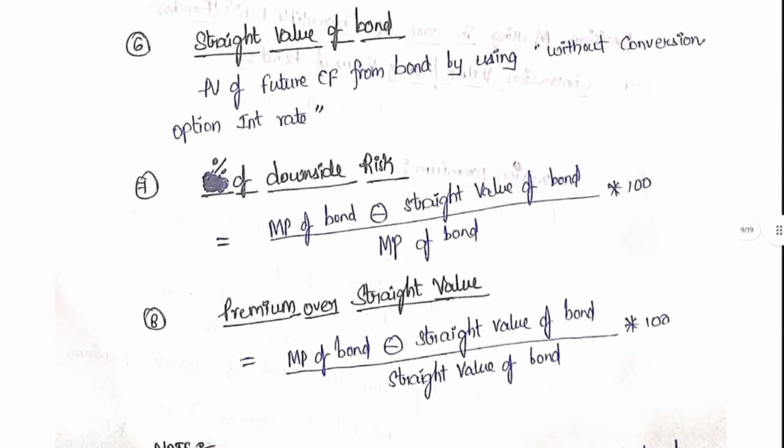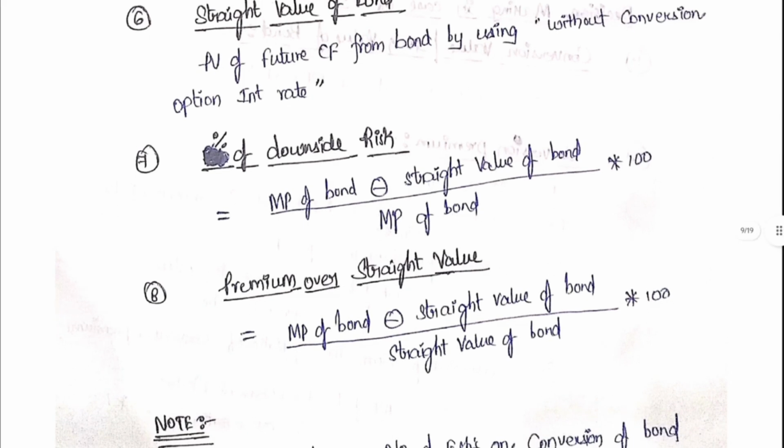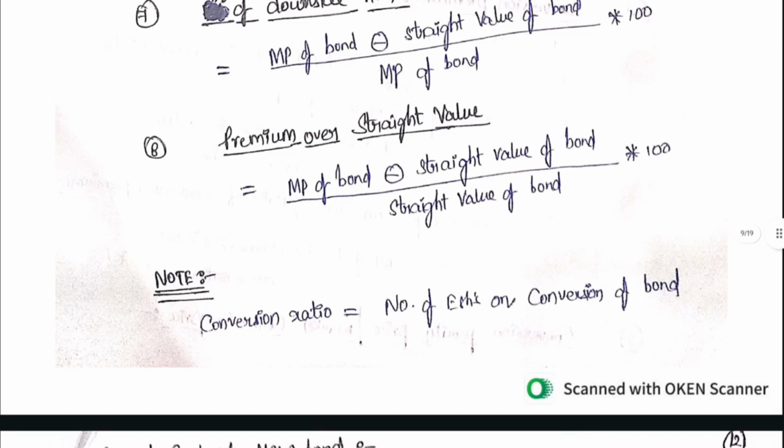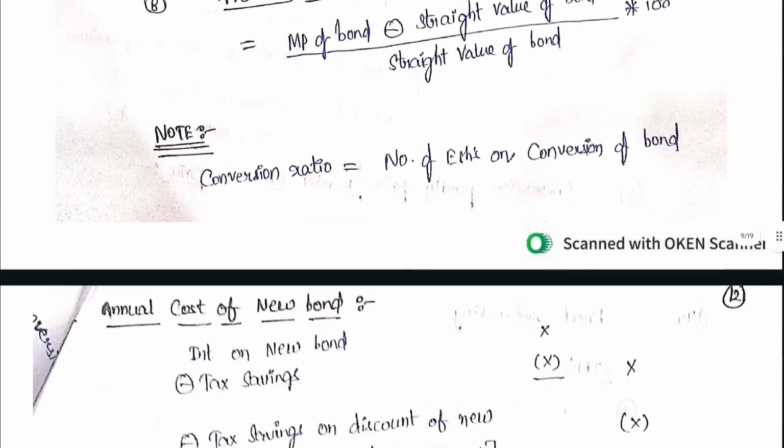Straight value of the bond equals present value of future cash flows from the bond, using the interest rate without conversion option. Percentage of downside risk equals market price of the bond less straight value of the bond, divided by market price of the bond, into 100. Premium over straight value equals market price of the bond less straight value of the bond, whole divided by straight value of the bond, into 100. Conversion ratio equals number of equity shares on conversion of bond.